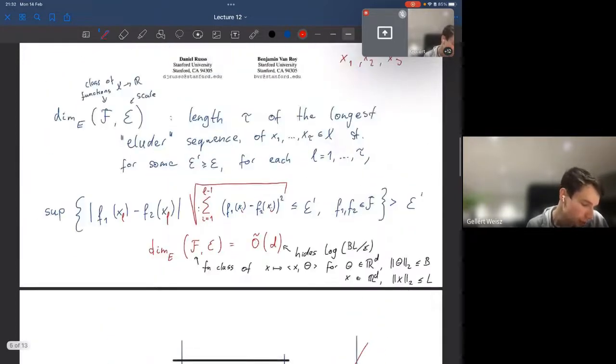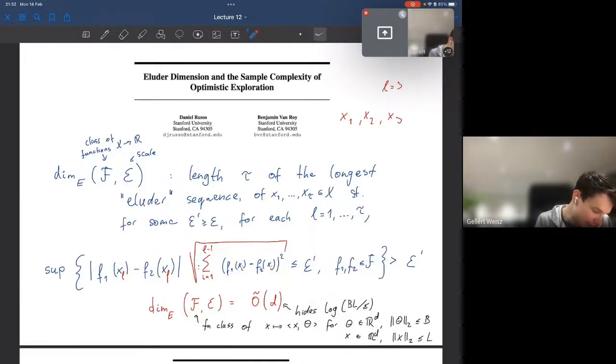But yeah, okay. So the claim here is that the Luger dimension is going to be scaling roughly like D, and then there are some log factors hidden. If F, this function class, is a linear class that maps an X to an inner product of X and theta, for a theta that is bounded by B in L2 norm, and for an X that is bounded by L in L2 norm, and both live in a d-dimensional space, then you scale with D, but there is a log factor of B times L over epsilon. Epsilon is your Luger scale, right?